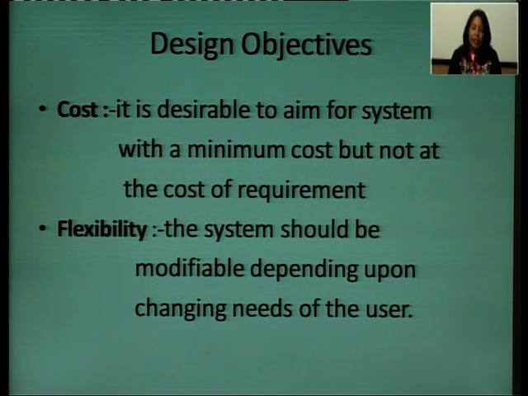The flexibility, as you know very well, is that the system should be modifiable, depending upon the changing needs of the user, right? Flexibility means the system should be modifiable, depending upon changing needs of the user.